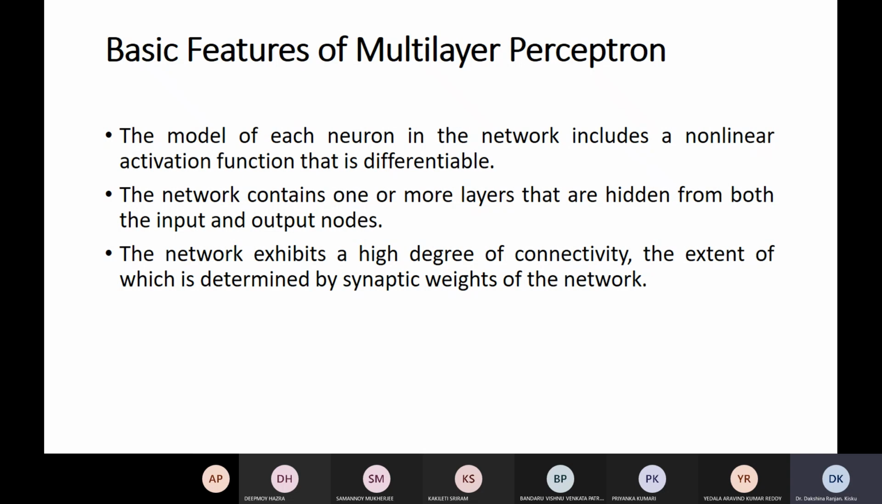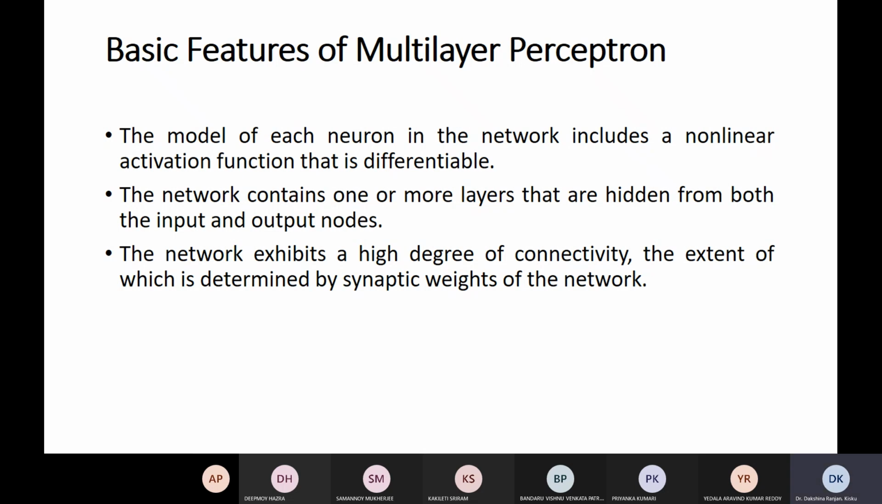Secondly, the network contains one or more layers that are hidden from both the input and output nodes. Okay, now why do we call this a hidden layer? Because in the training examples we cannot see the hidden units. We can only see the input units and output units, and that is why it is called the hidden layer. Okay, so it is hidden from both input and output nodes.